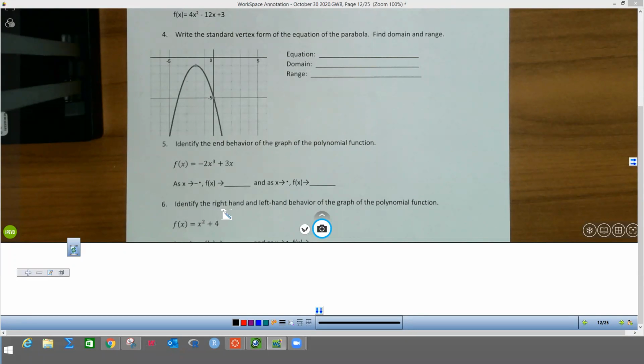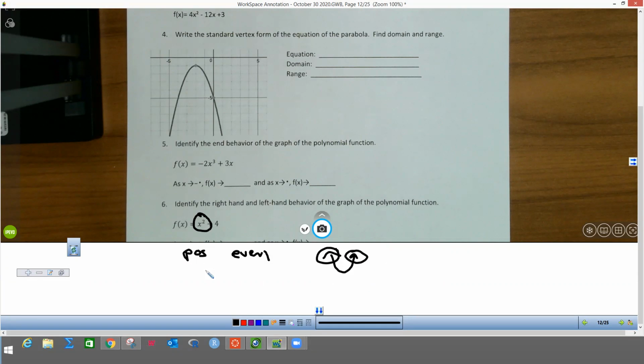All right, so we are supposed to identify the right-hand and left-hand behavior of the graph of polynomial functions. Okay, well, this is not on this test, just so you know. This is from the old test. So what you're looking for here is the biggest exponent. The number in front is a positive value, and the exponent is even. It is an x squared, so you're supposed to know that whenever you have a positive even, the ends are here and here.